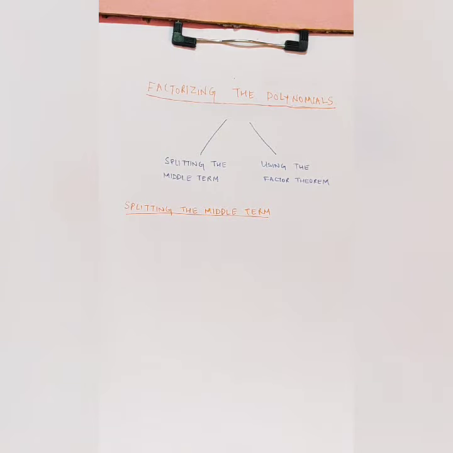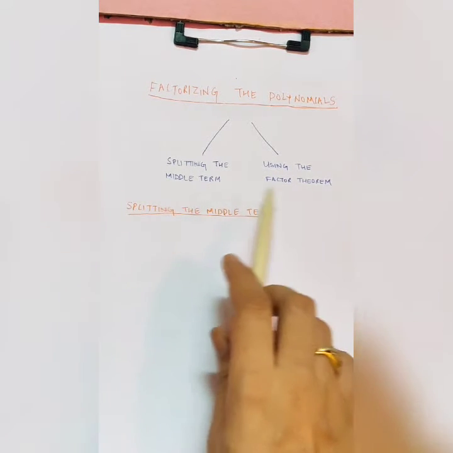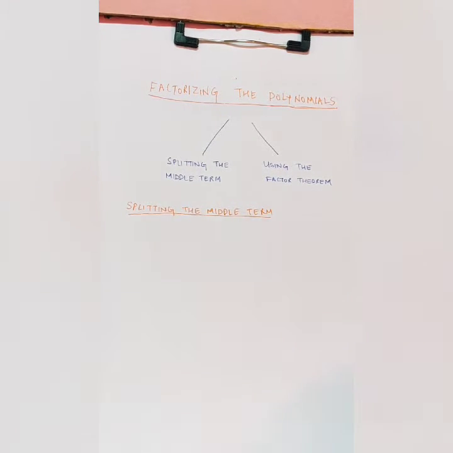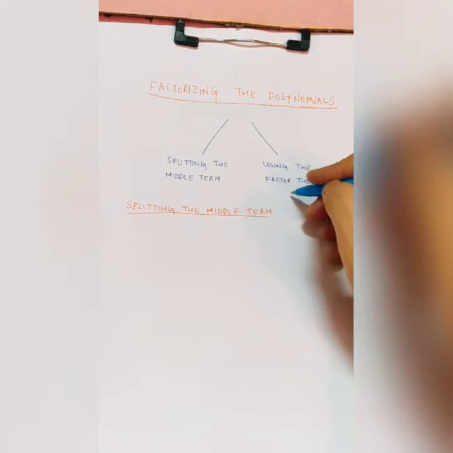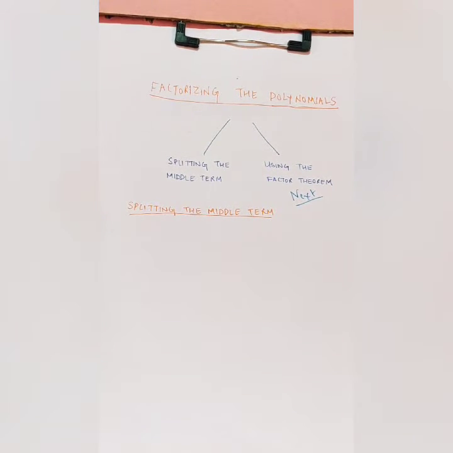Today I will be covering the topic factorizing the polynomials, usually for grade 9. Usually we do it by two methods. The first one is splitting the middle term and the second one is using the factor theorem. Now this is something which we'll do in the next video. So today I will be focusing on the splitting the middle term method.